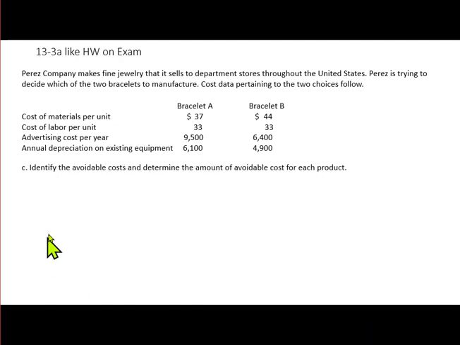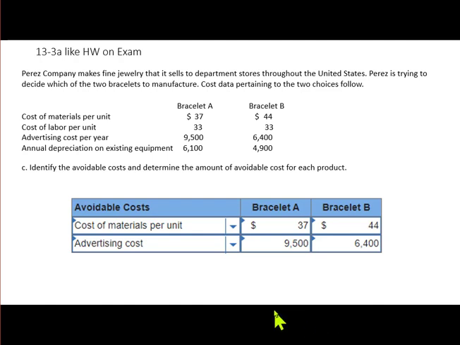And then in part C, which is the last part of the problem, identify the avoidable costs and determine the amount of avoidable cost for each product. So the costs that are avoidable would be the cost of material, which is $37 and $44 respectively for A and B, and the advertising costs. Those are avoidable also, which would be $9,500 for A, and for B it'd be $6,400.